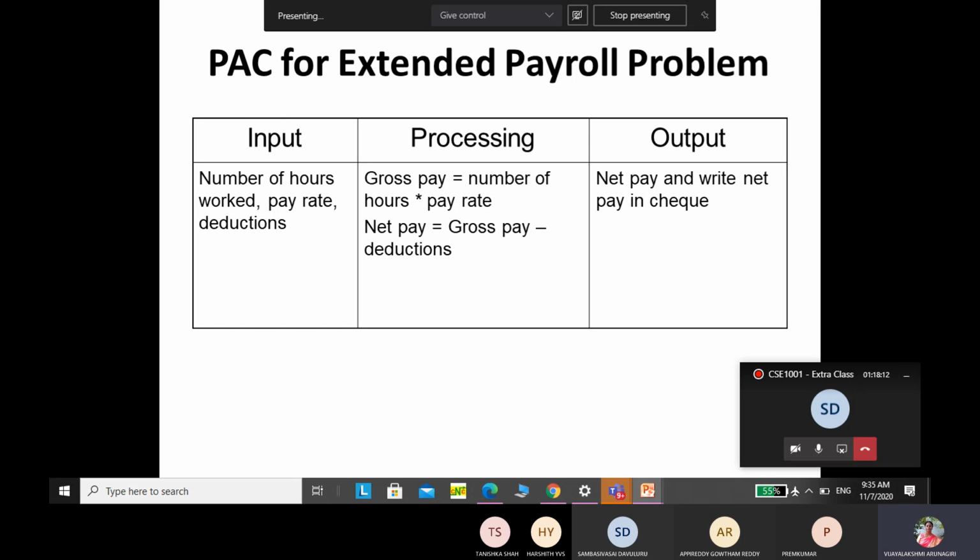So this is the PAC: number of hours worked, pay rate, deduction, and gross pay will be calculated by number of hours worked times pay rate, net pay equal to gross pay minus deduction, output is net pay, and write the net pay in the check. Clear?